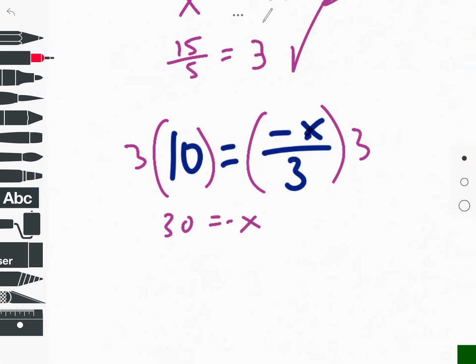But we got to deal with that negative, so remember, that is a negative 1 right there. So negative 1x, so I'm going to divide by negative 1, because negative 1 is being multiplied, so I'm going to now divide it. So negative 1 over negative 1 is 1, so I'm left with 1x equals 30, divided by negative 1 is negative 30.